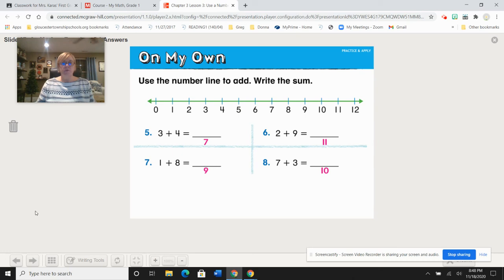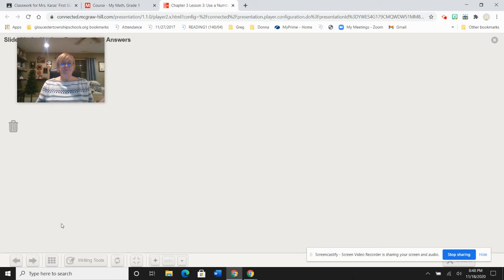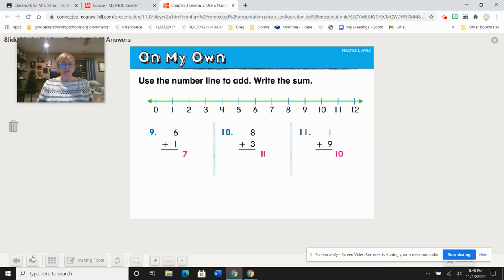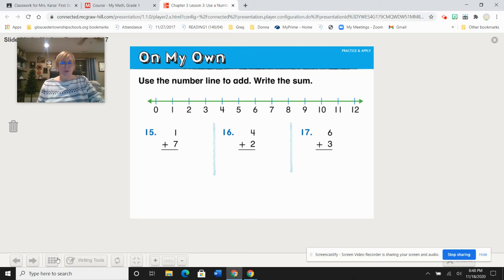There you go. Pause it if you still need to check. And here we go. Here's some more. This number line is going to come in handy, I'm telling you. Pause it if you need to check. Getting a lot of math practice. And the last 3. There we go, your answers.